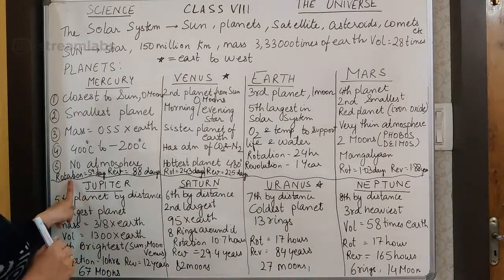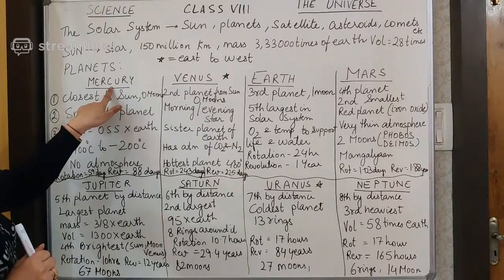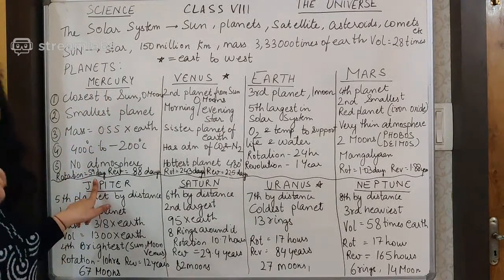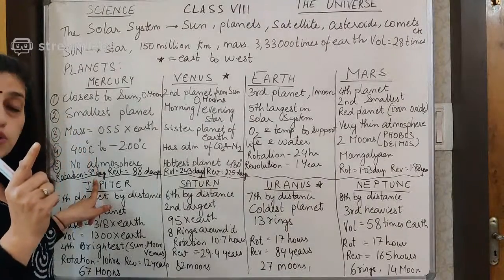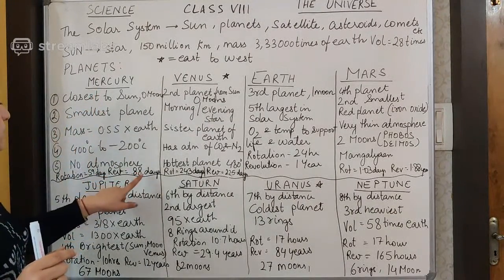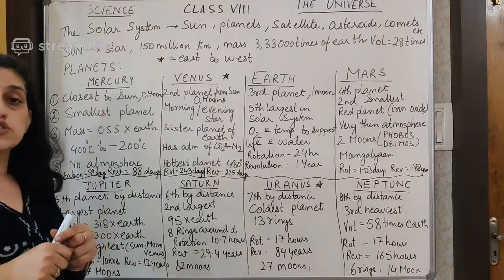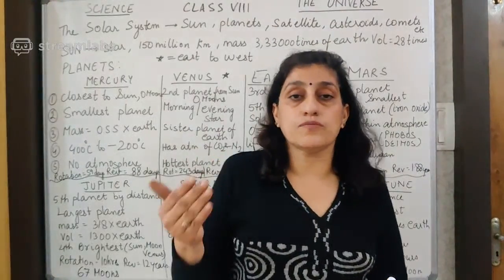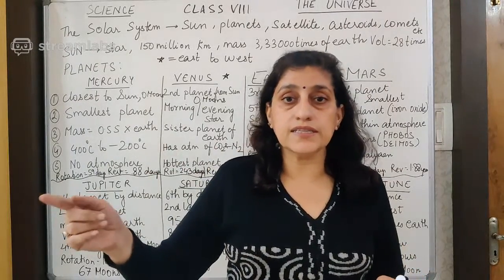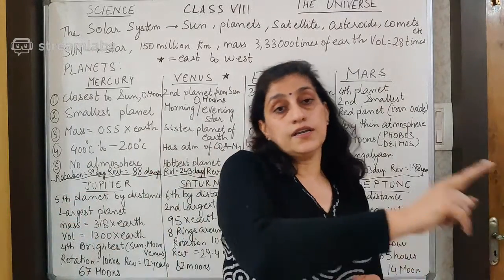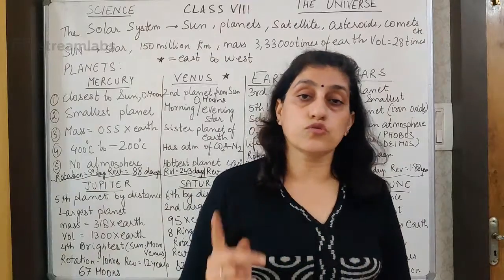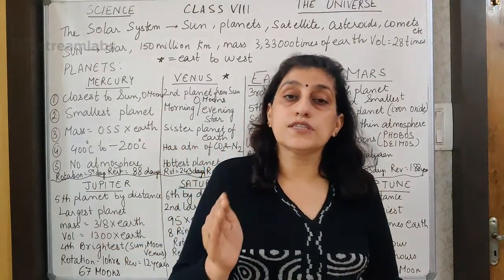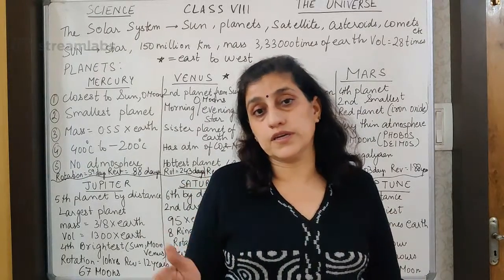So the rotation: Mercury takes 59 days to rotate on its axis, which means it is rotating very slowly, and it takes 88 days to complete its revolution. Revolution depends on the distance from the sun. As the distance from the sun increases, the length of the elliptical path also increases. Therefore, as we move away from the sun, the time of revolution increases.